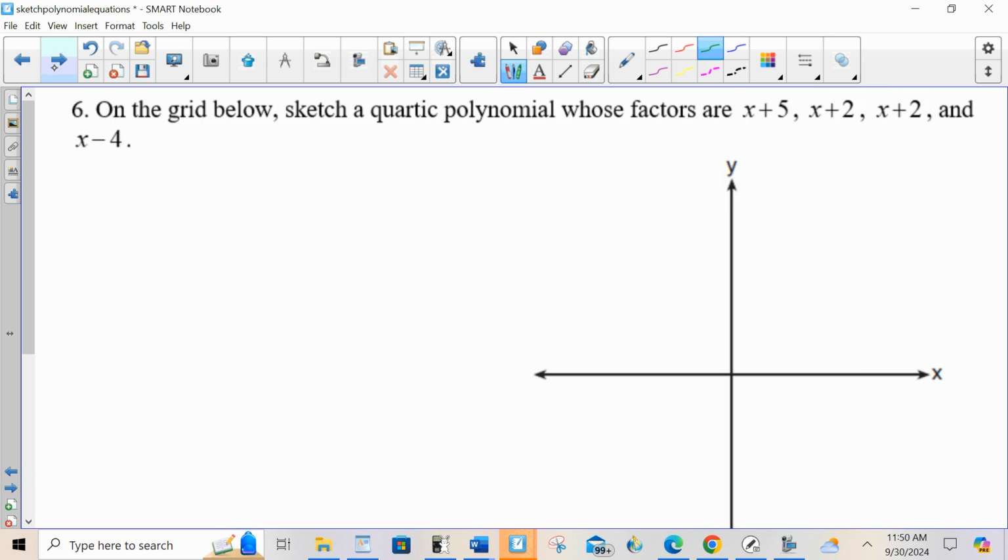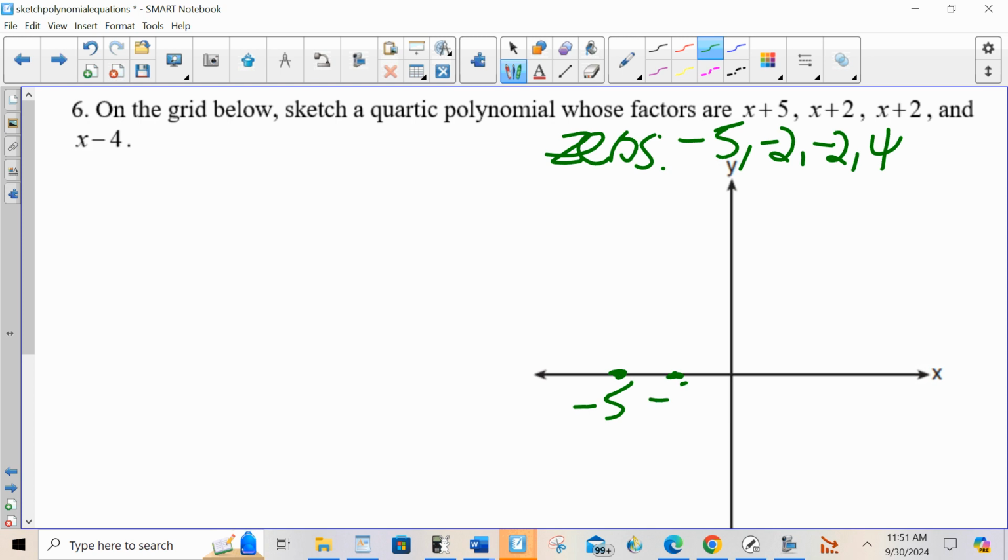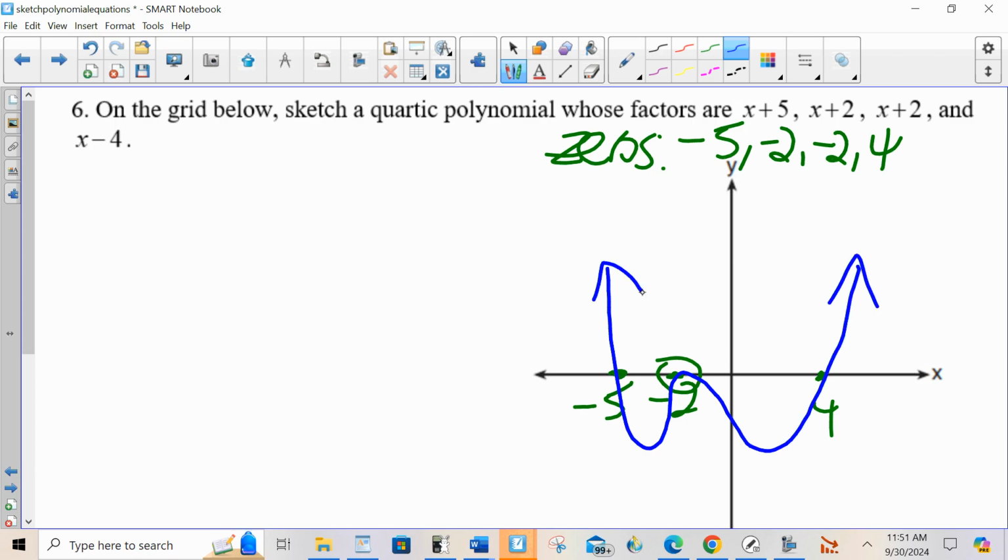Number 6, my factors are, well, the factors don't hit the x-axis, the zeros do. So if my factors are x + 5, then my 0 is -5, my 0 is -2, -2, and +4. From here, it's the same thing we did. -5, -2, +4. -2 is a double root, so it's going to bounce off that value. It passes through -5. It bounces off -2. It passes through +4. And that's it. And again, if it was upside down, that's fine. It doesn't specify. And this is generally how it's asked on the Regents.